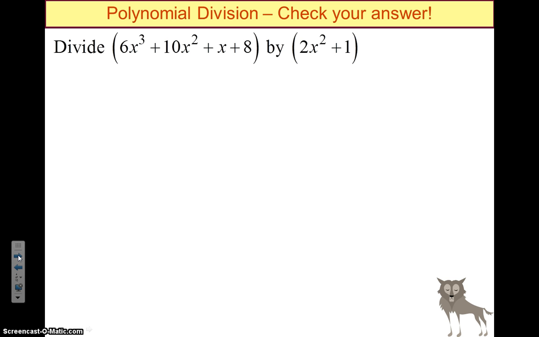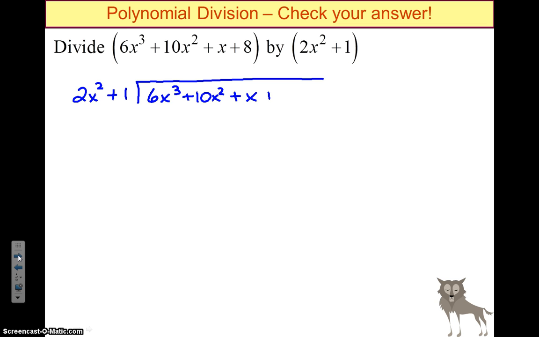So to do this, we're going to take 2x squared plus 1, and underneath our divide sign, we're going to put this polynomial, 6x cubed plus 10x squared plus x plus 8. Now, this problem doesn't come up, but on some problems what we're going to want to pay attention to are all the degrees of each of the terms within this first polynomial. To start with here, we've got a cubic term with a degree of 3.